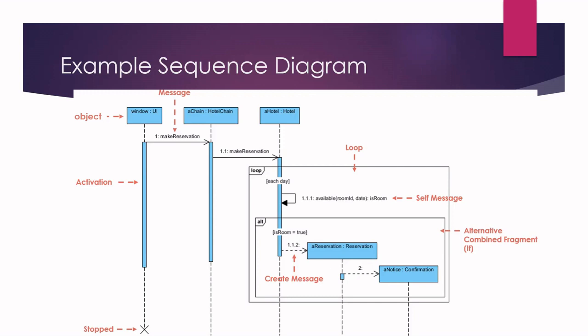So this is not just a message call like this. This is just an instantiation, a call for the construction. So this is the create message. And then when you create this object, you need to create another object of type confirmation.